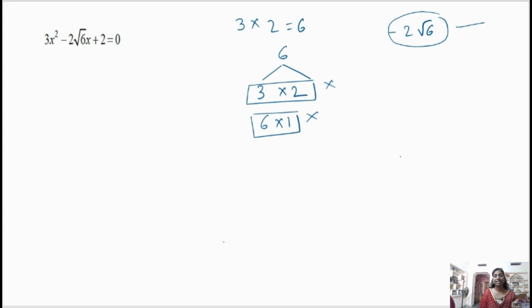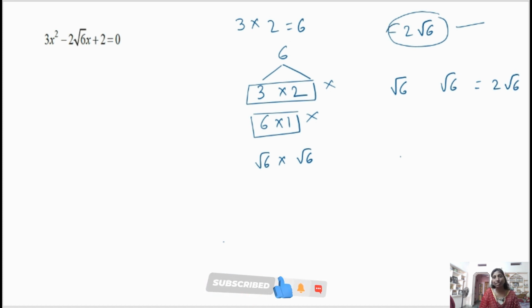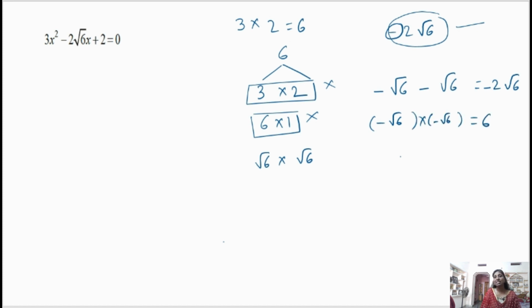Then how will we get it? We can write 6 as root 6 into root 6. So root 6 into root 6 is 6. But you see here, if we add root 6 and root 6, we will get 2 root 6. But we want a minus sign here. So minus root 6 minus root 6 gives you minus 2 root 6, and minus root 6 into minus root 6 will give you 6.